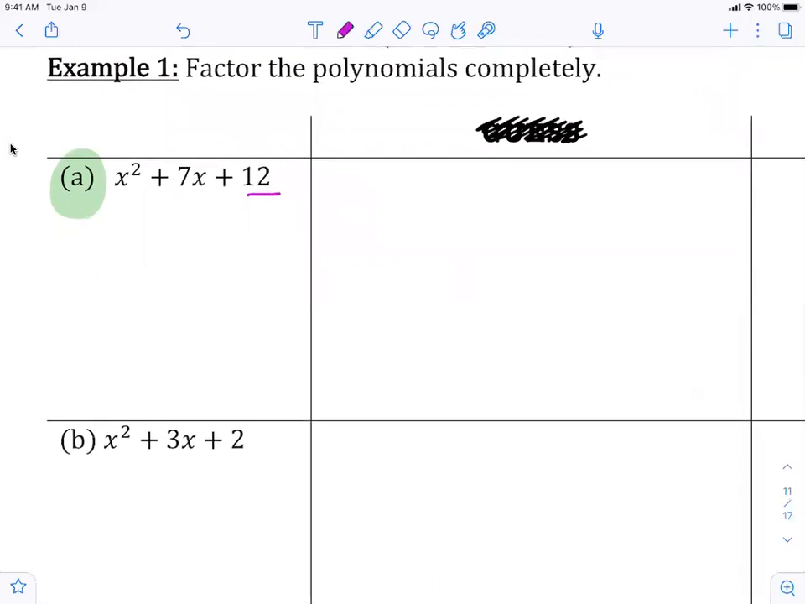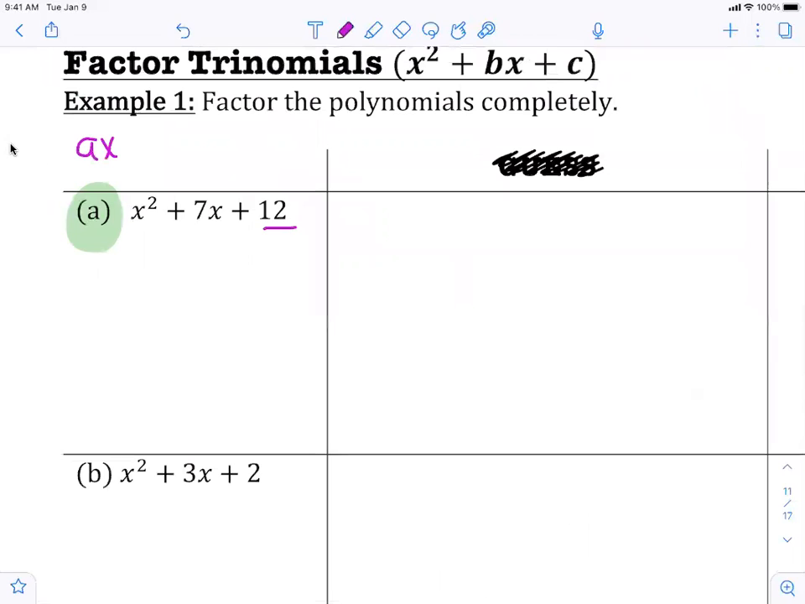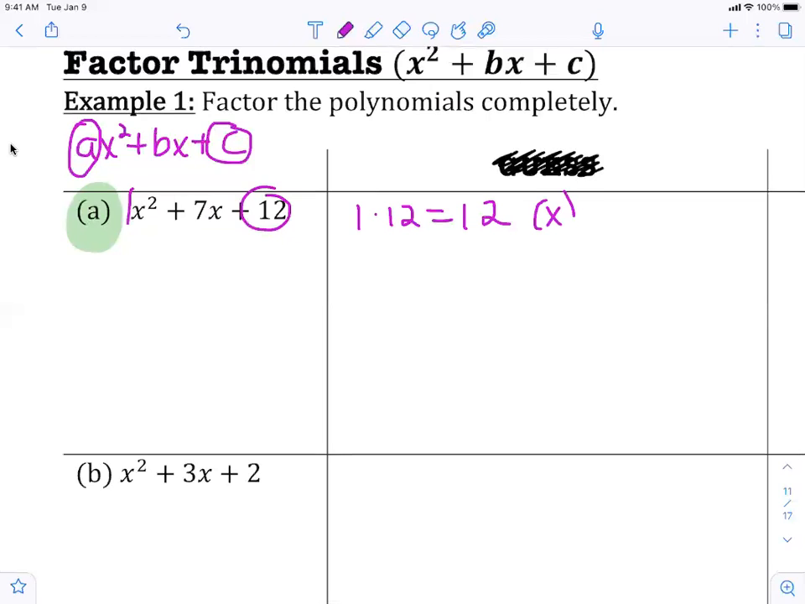Our first step is we multiply what's called A times C together. All we mean by A and C is the number that's in front of the x squared and the number that's on the end. A lot of times we'll call the number in front of x squared A, the number in front of the middle term B, and the number on the end C. So our first step is to take our A times our C, so 1 times 12. And that's the number that we're going to try to make things multiply to be.